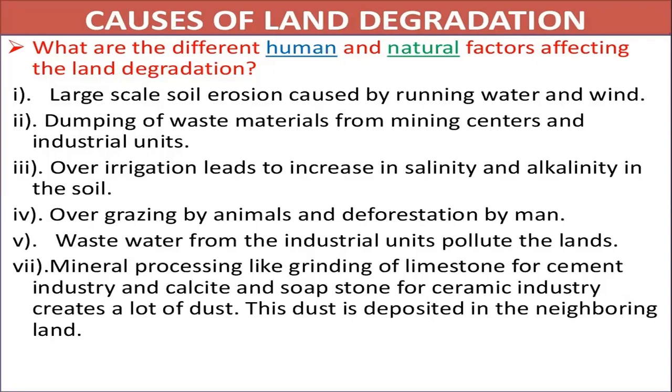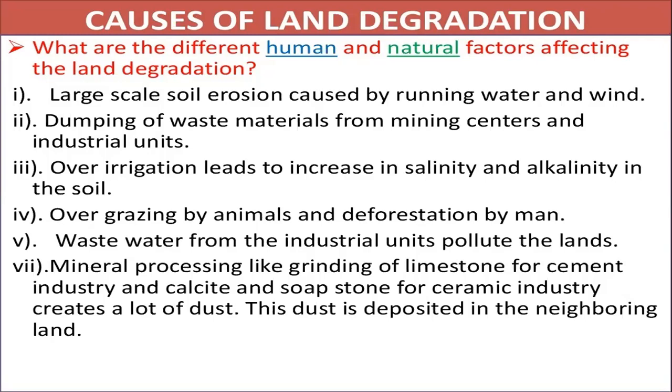In states of Punjab, Haryana, and Western Uttar Pradesh, over irrigation is responsible for degradation, because over irrigation leads to an increase in salinity and alkalinity in the soil. Over irrigation will cause a lot of waterlogging, and this waterlogging will increase the salinity and alkalinity in the soil.